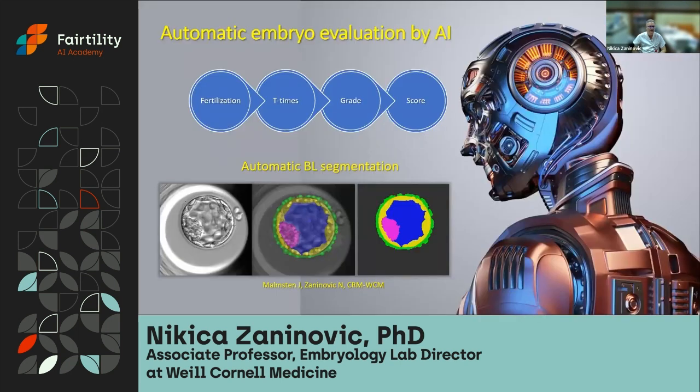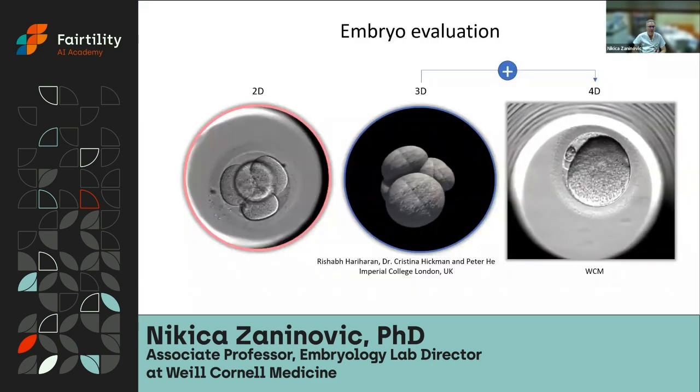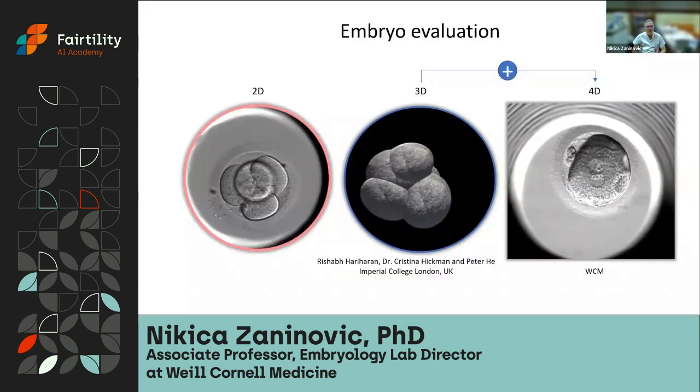So what can AI give us so far? If we are looking up to the blastocyst level, we can recognize fertilization. AI can recognize T times, or times of the divisions, and can give us a blastocyst grade and even a blastocyst score. So all these things are capable to do by now. But there are other things that we are looking forward to.